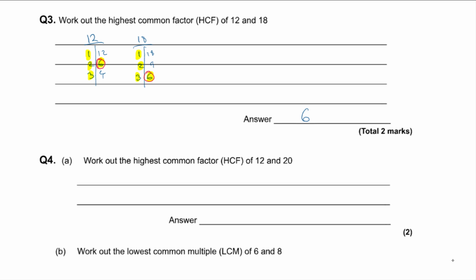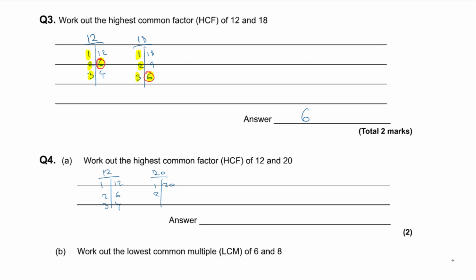4a says work out the highest common factor, HCF, of 12 and 20. Again, these numbers are still quite small. I would just recommend listing out all the factors until you find the one that's common. So factor pairs of 12: 1 and 12, 2 and 6, 3 and 4. Factor pairs of 20. Well, 1 and 20.